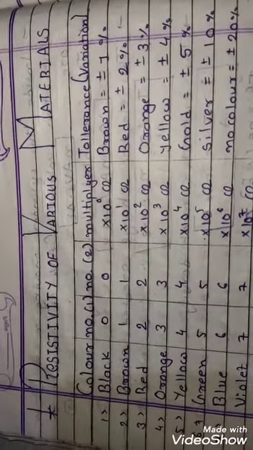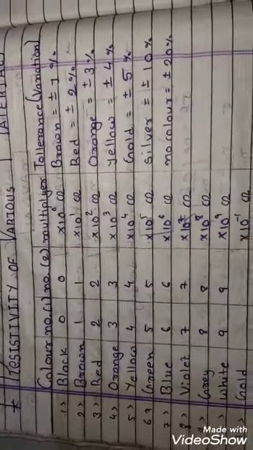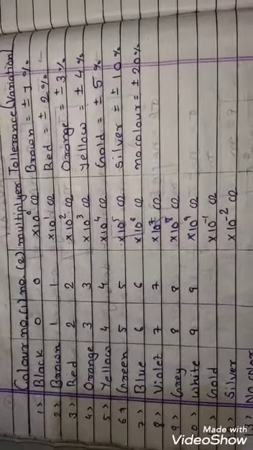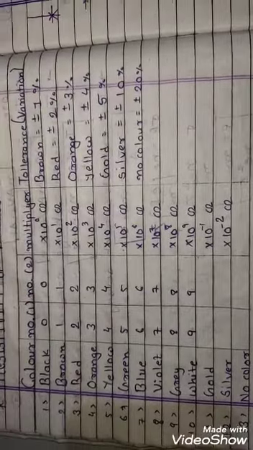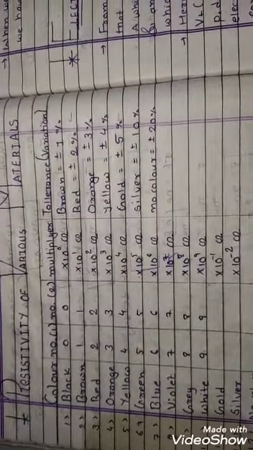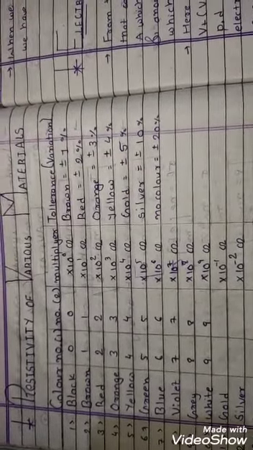Today's topic, resistivity of various material. Guys, here are some types of color: black, brown, red, orange, yellow, green, blue, violet, grey, white, gold, silver, and no color. See guys, its resistivity. How we find its resistivity? Formula for resistance, we discuss about in this topic.